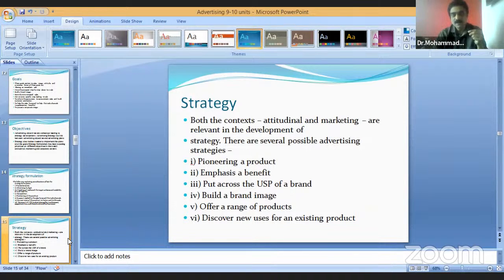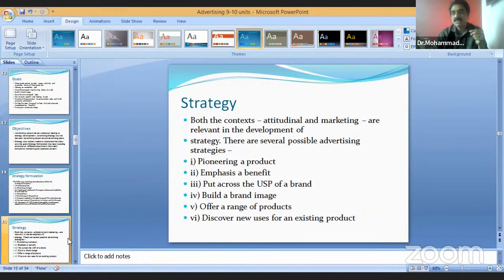So suppose a particular brand is already there in the market. How do we need to pioneer the product? What are the benefits after using a particular product? What are the benefits the particular consumer, the particular viewer, will get? What is our uniqueness? What is our unique selling proposition, so that we can differentiate our product from the other competitive products?